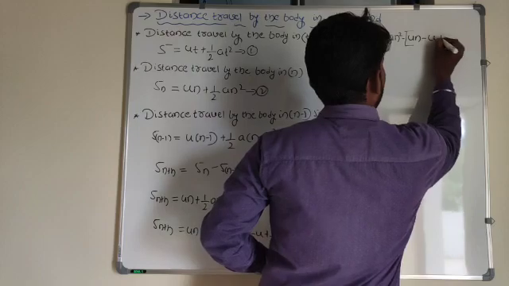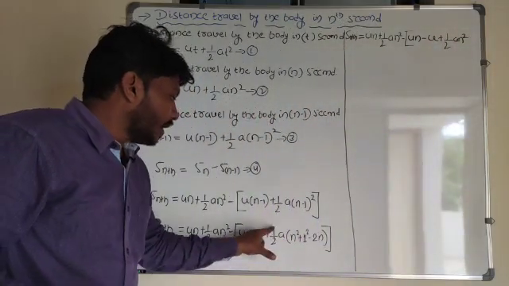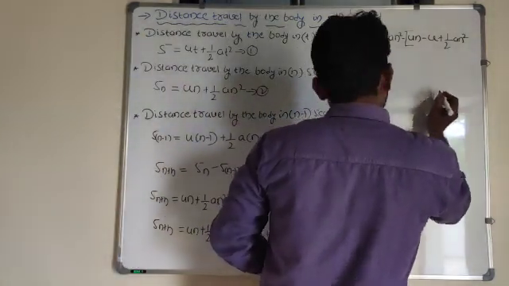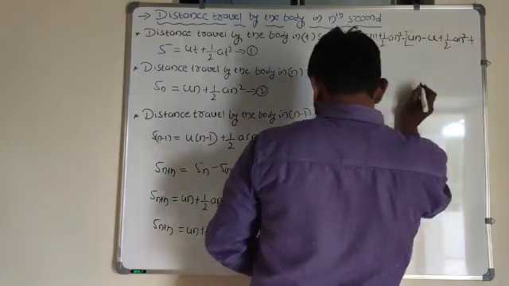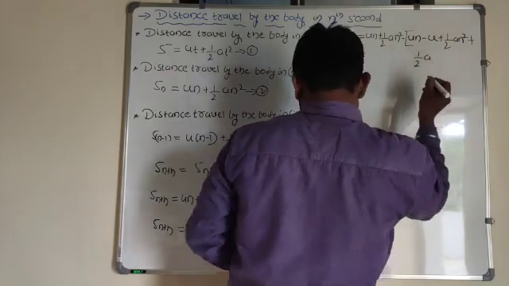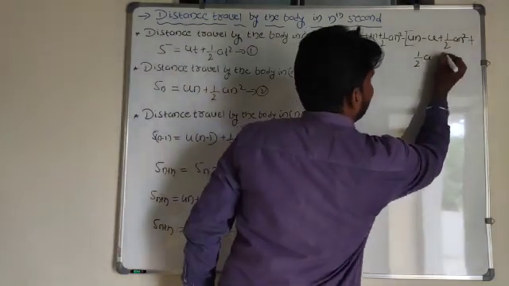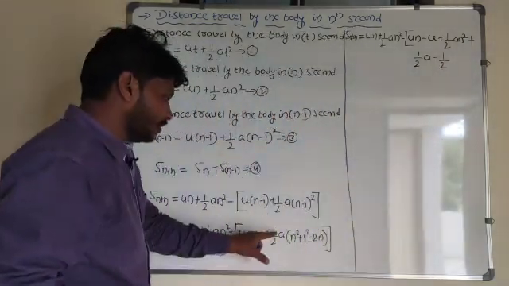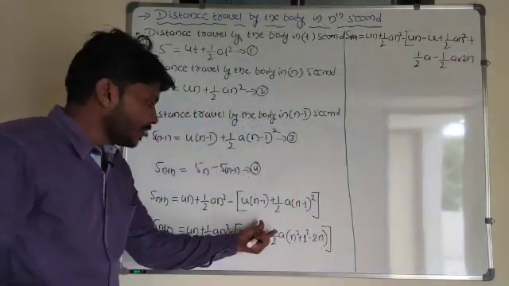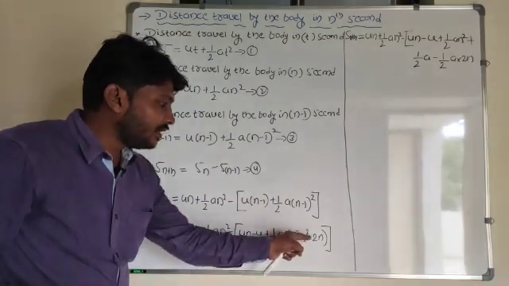So plus half of a into n square. So half of a into 1 here. Next I will take plus half of a into 1 square, so half of a here, and minus half of a into 2n here. So half of a I will multiply with that n square term, 1 square term, and minus 2n term here.